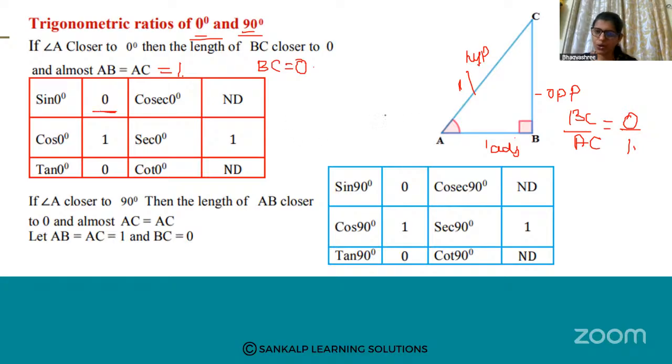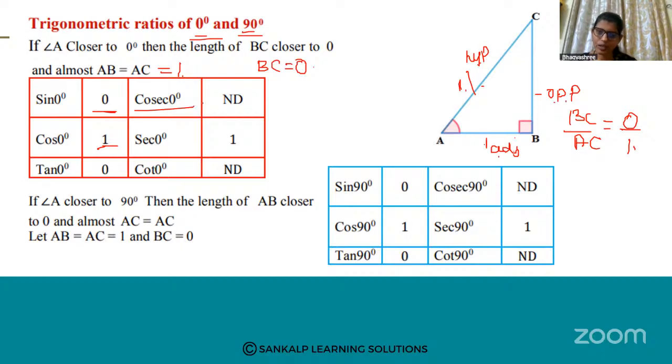Cos 0. Cos 0 means adjacent divided by hypotenuse. AB divided by AC, 1 by 1. 1 by 1 is 1 only. Tan 0. Tan 0 is opposite divided by adjacent. So 0 divided by 1, that's equal to 0 only, right?